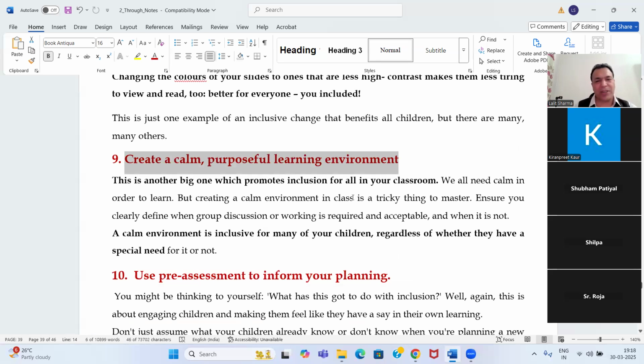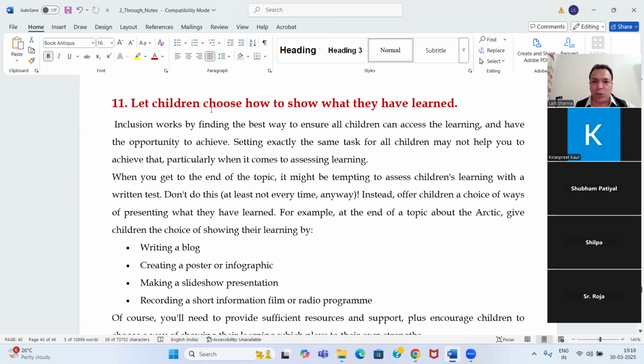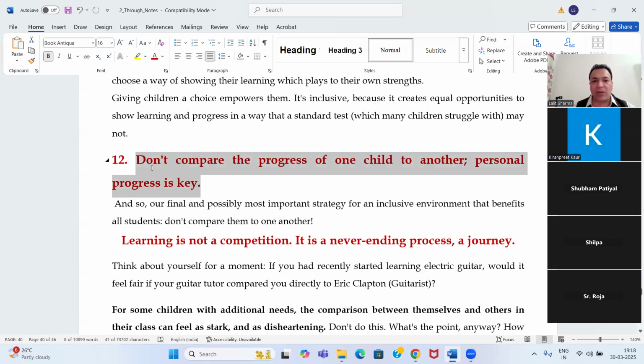Right? Ask questions of the students. Help the student. Okay. Do more work for the student. Don't think that the student will do it by themselves. Okay. Help the students in any form. Right? Use pre-assessment to inform your planning. Let the children choose how to show what they have learned. Do not compare the progress of one child to another. Right?